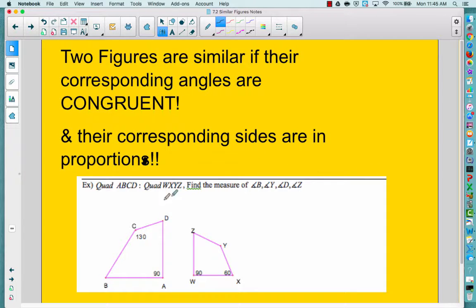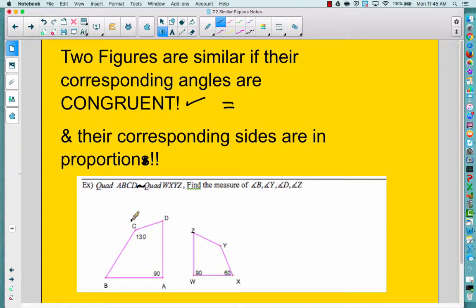All right, so let's look at these two quadrilaterals I gave you. It says quadrilateral ABCD is similar, it should have that similar symbol, to quadrilateral WXYZ. It says find the measures of angle B, angle Y, angle D, and angle Z. So in class, we were writing correspondence statements. Since we're dealing with angle measures here, we know that corresponding angles would have to be congruent. That means equal.